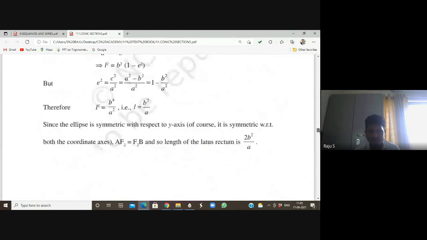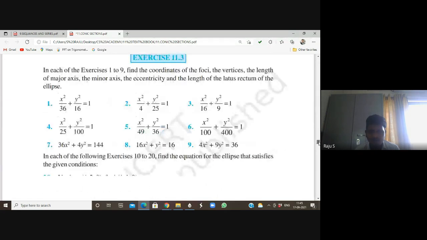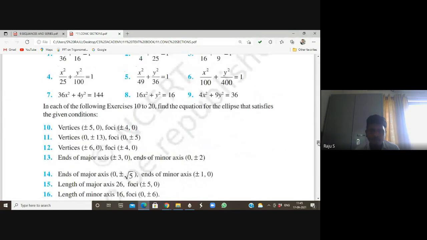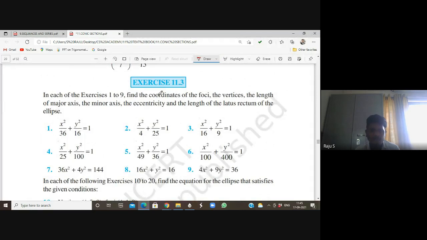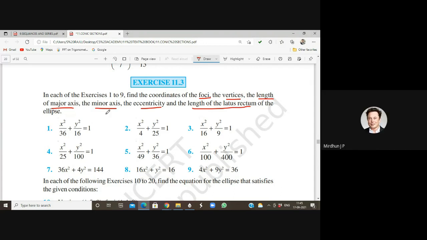Exercise questions are very easy. NCERT is very easy. For example, first, what are the values we need to find? Find the coordinates of foci, vertices, length of major axis, length of minor axis, eccentricity, length of latus rectum of the ellipse. Sir, first we need to find whether a is greater than b or a is less than b.